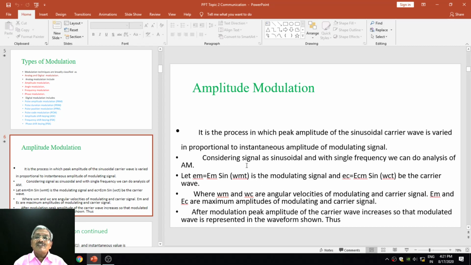When this modulating signal is superimposed on the carrier wave, that means after amplitude modulation has taken place, as per the definition of amplitude modulation, the amplitude of the high frequency carrier wave is varied in accordance with the instantaneous amplitude of the signal to be modulated or signal to be transmitted. With that definition, we can say after modulation, peak amplitude of the carrier wave increases so that the modulated wave is represented in the waveforms which we are going to present in the next slide.